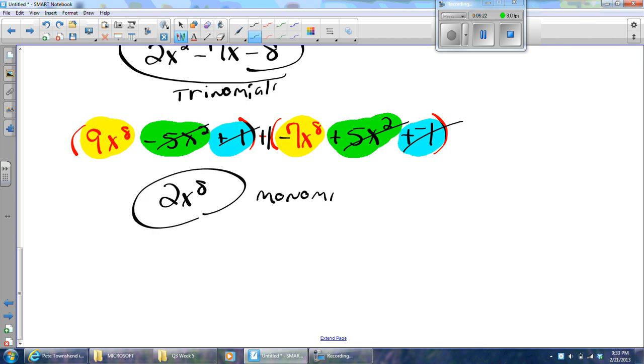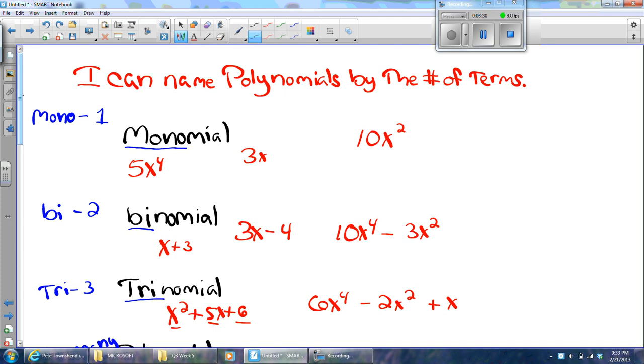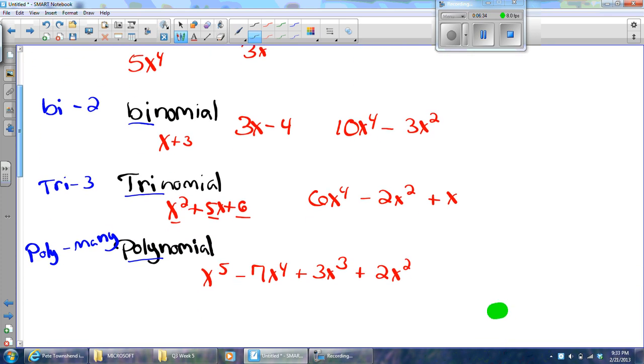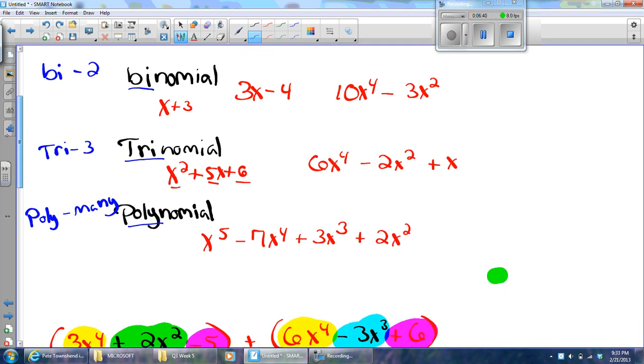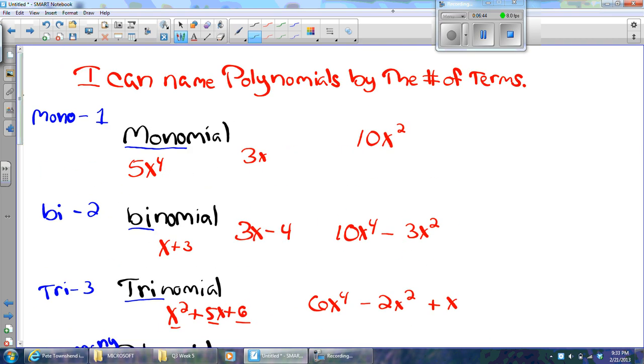All right, that's the lesson for today, nice and short, but the important point is to remember that we have monomials, which is one term, binomials, two terms connected by addition or subtraction, trinomials, three terms connected by addition or subtraction or a combination of both, and a polynomial, more than three terms connected by addition, subtraction, or a combination of both.